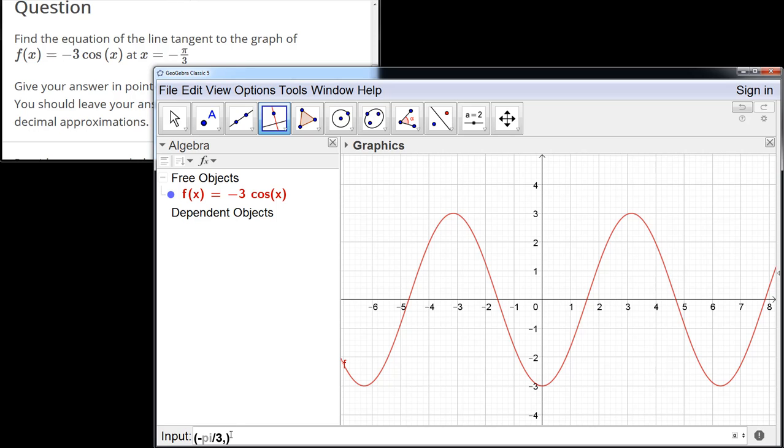But what's really cool is GeoGebra can do the work for you, because notice I named this function f, just like the problem did. So I'm just going to type f of -pi/3. And sure enough, bingo, GeoGebra puts the dot right on the curve where it's supposed to be. Those of you that paused the video and tried to figure that out in your head, good for you if you got -1.5.